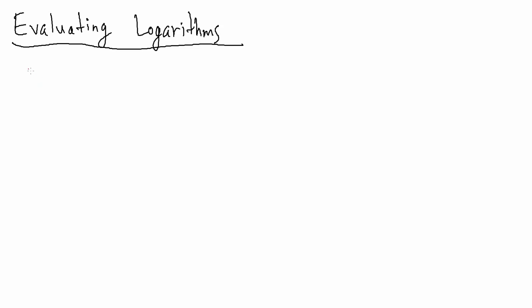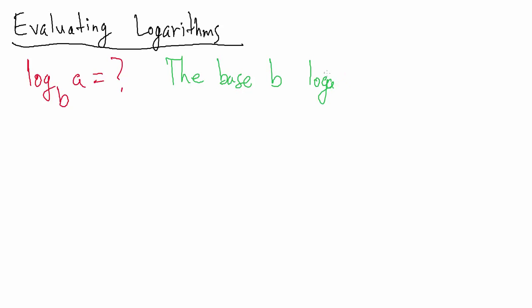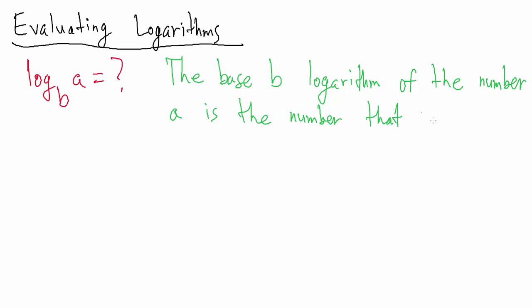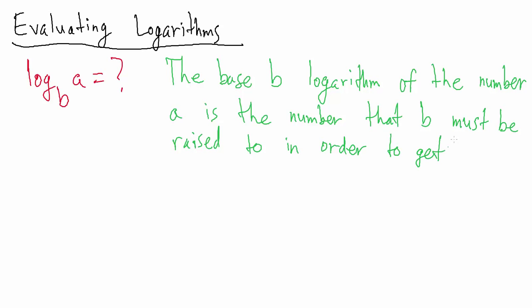So if we say something like the base b logarithm of the number a, then what is that? How do we find that? Well, the way we can think about that is: the base b logarithm of the number a is the number that b must be raised to in order to get a.